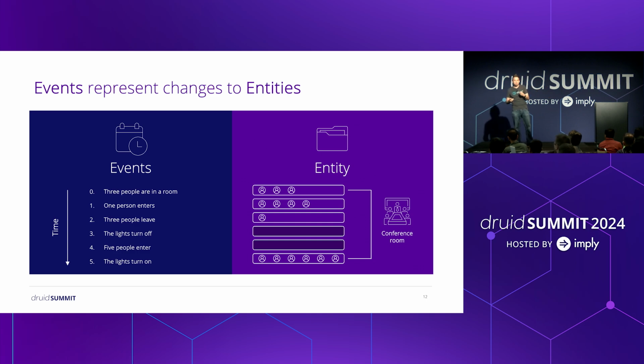That, again, is an event. It happens at a point in time and changes the state of our conference room. Following the example on the slide, you can have a similar thing. You can have a room of 3 people. One person enters. Great, we have 4 people now. 3 people leave. Okay, we have 1 person.